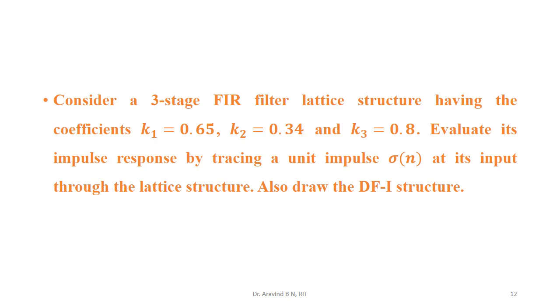Now this is one more problem, a similar problem. Statement: consider a 3-stage FIR filter lattice structure having the coefficients K1 is equal to 0.65, K2 is equal to 0.34, K3 is equal to 0.8. Evaluate its impulse response by tracing the unit impulse delta of n at its input through the lattice structure. Also draw the direct form 1 structure. So the procedure we followed in the previous problem will be followed here also, and you solve this by yourself.